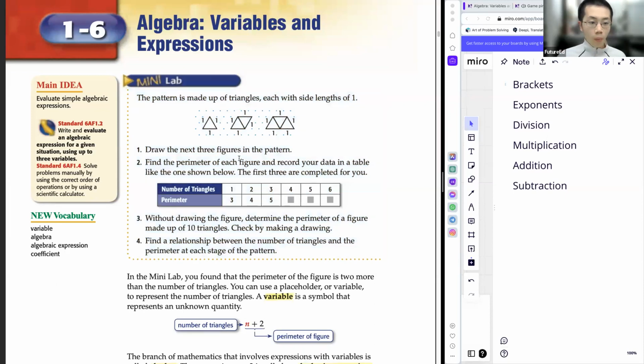The pattern is made up of triangles, each with side lengths of 1. Draw the next 3 figures in the pattern. Jason, slow down. Let's do it as the examples want us to go. If you see on the left, we have this equilateral triangle here, and after that, we continue building the triangle, right? So it's asking us to draw the next three figures.